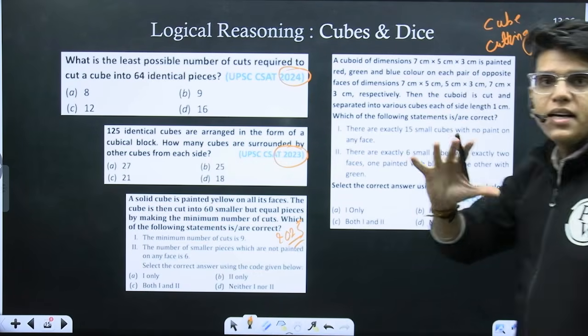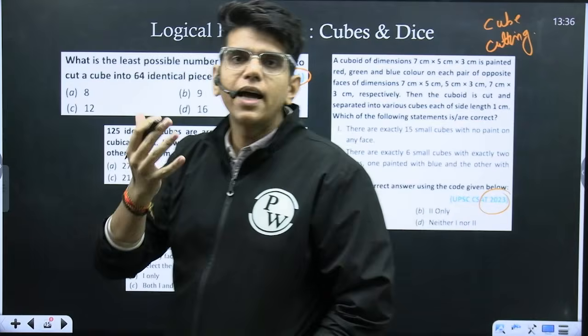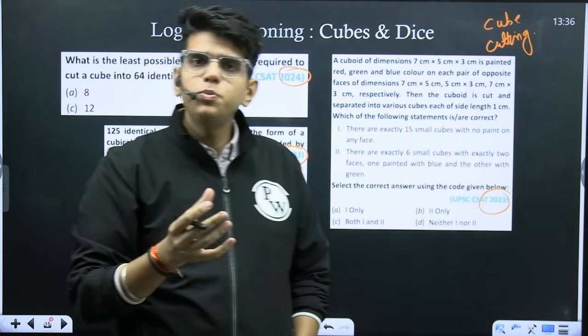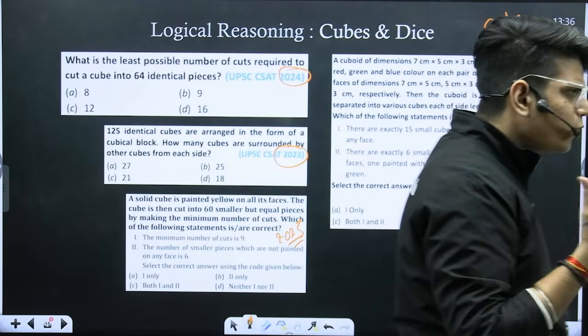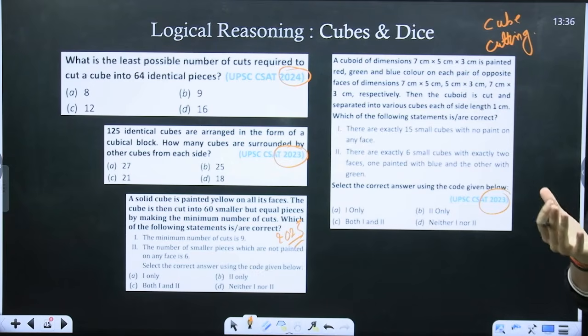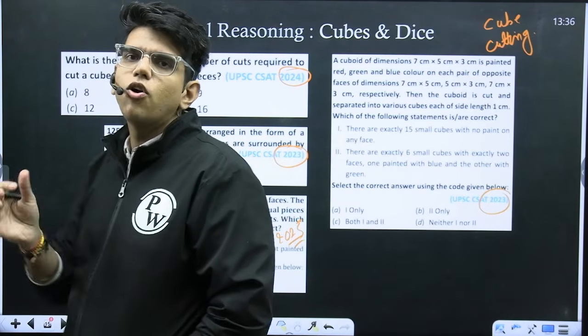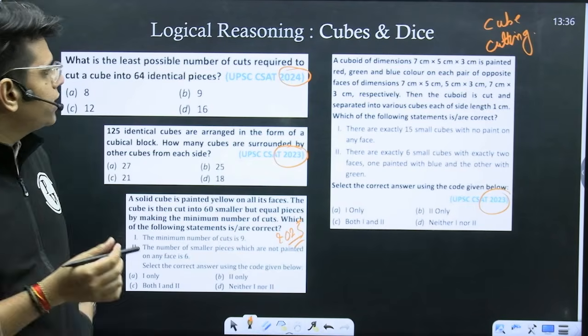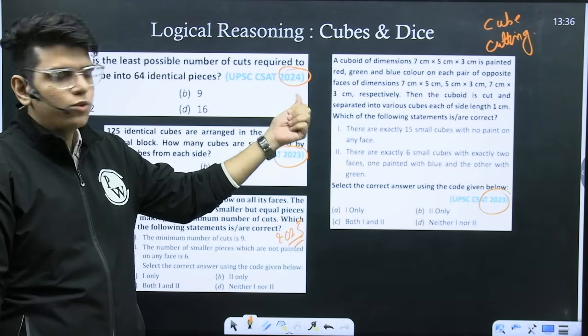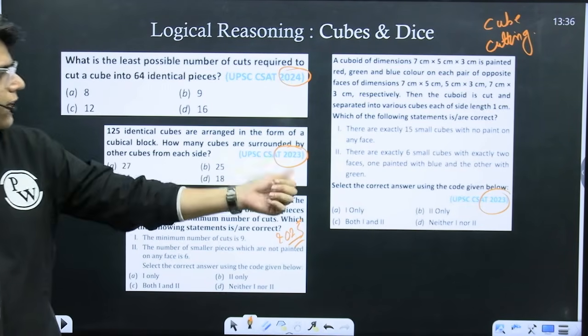If you paint a big cube from all the sides and cut it into small cubes, how can you find the pieces with 3 colored sides, with 2 colored sides, with 1 colored side, with 0 colored sides? All these questions are related, and you can see the question is repeating almost every year: 24, 23, 25 and 23.